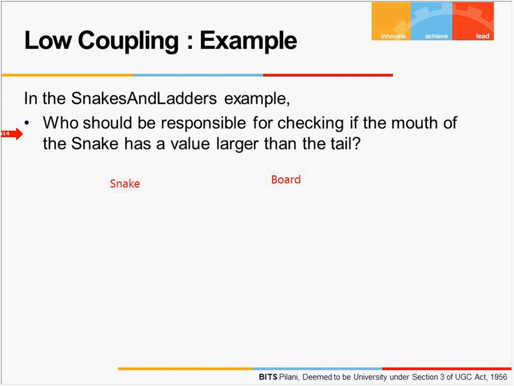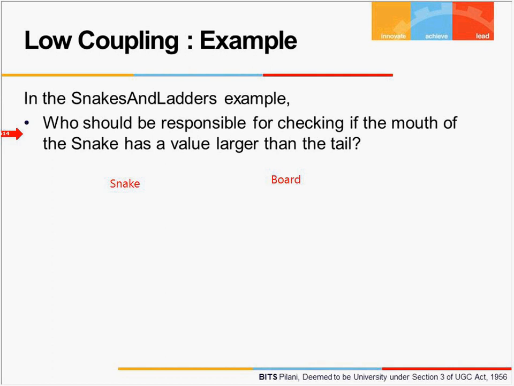So the board gets two points, a starting point and an ending point, and it will check before creating the snake that the starting point is larger than the ending point, that the mouth is larger than the tail. That goes for the board.